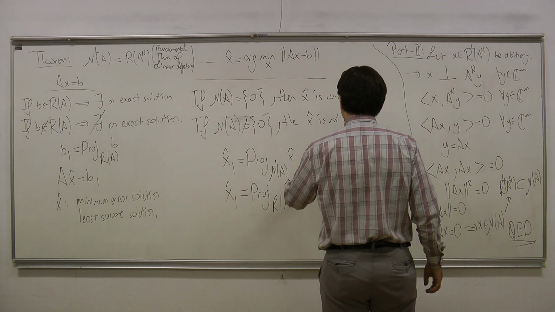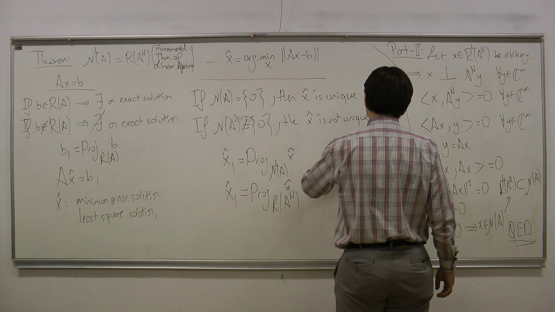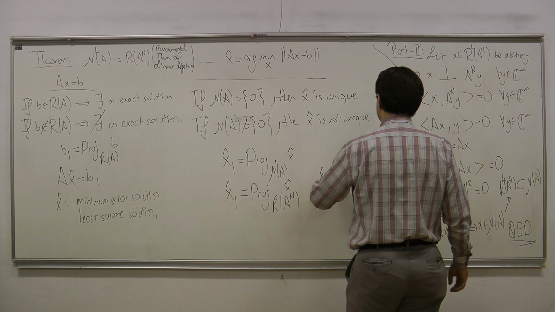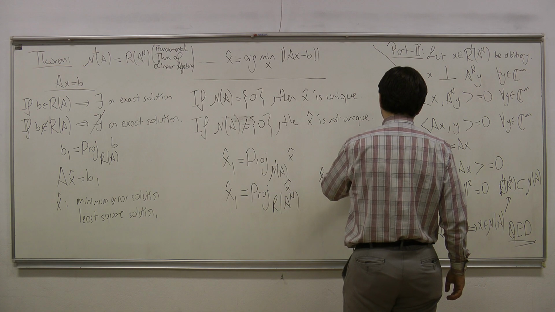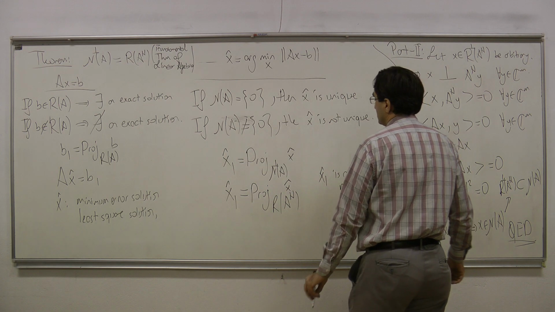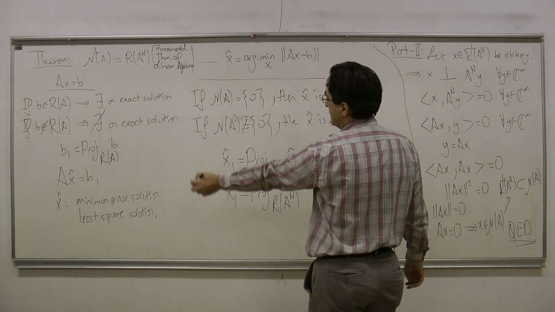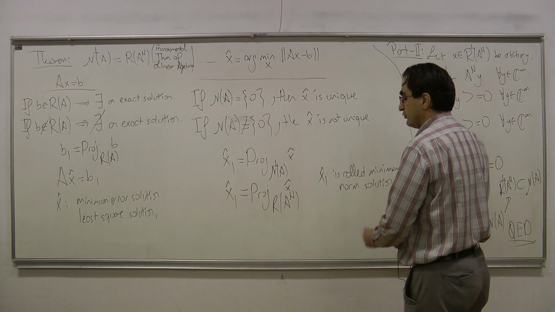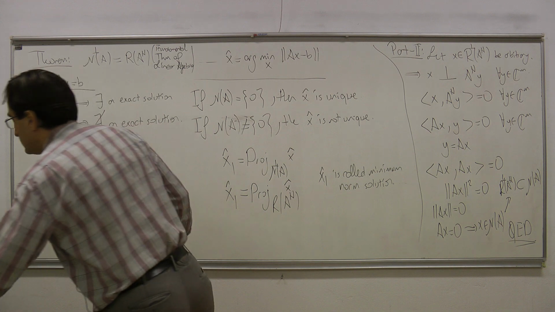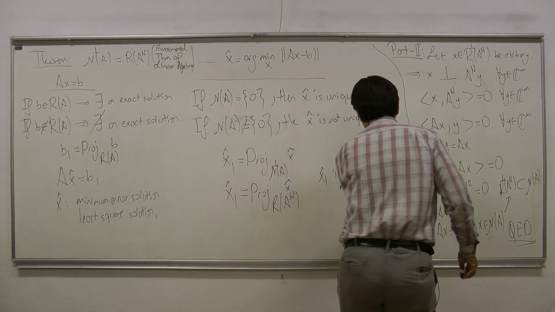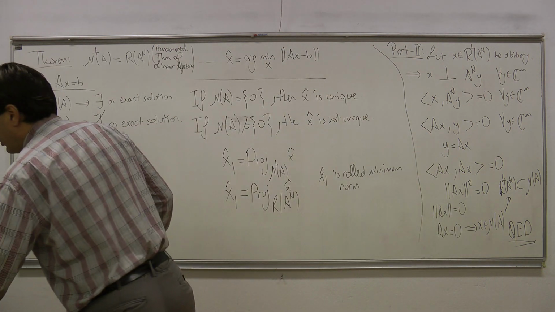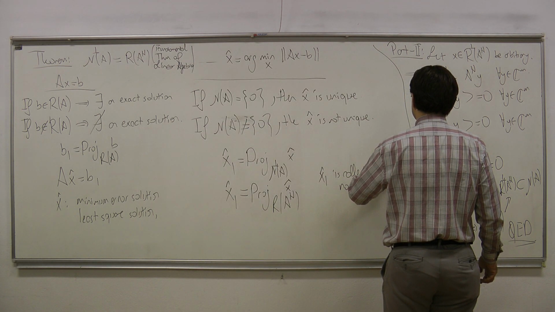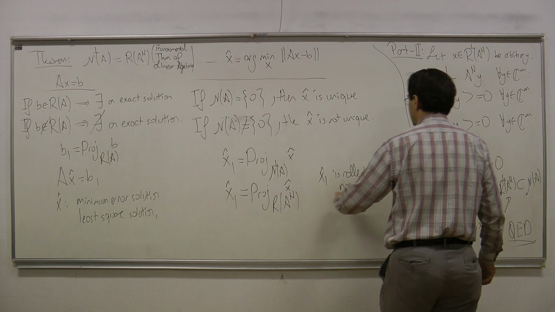So remember, x1 hat is called the minimum norm solution. Because at the same time it is the minimum error solution, then it is the unique minimum norm, minimum error solution. So let me write it as well. Minimum norm, minimum error, or least square solution.